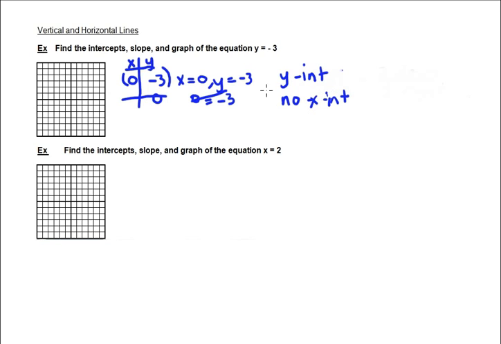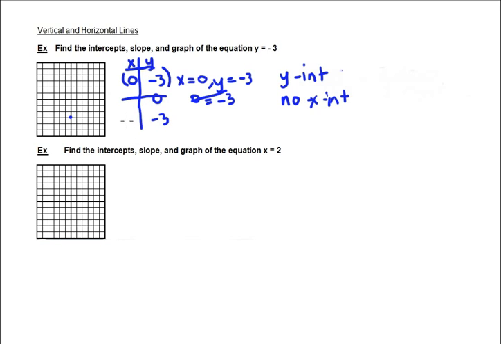So this is kind of a curious situation. We can plot the y-intercept, (0, -3), down here. But in order to plot this line, we need to find another point. When we look back at the equation, y is equal to -3, that's the only y value which is permitted. So when I choose another point, I'm going to have to let y be -3.